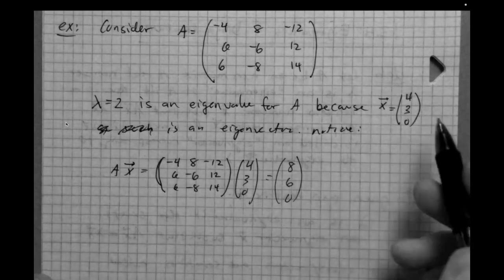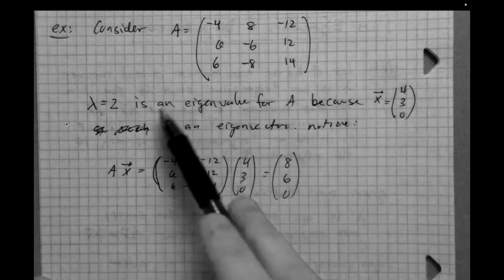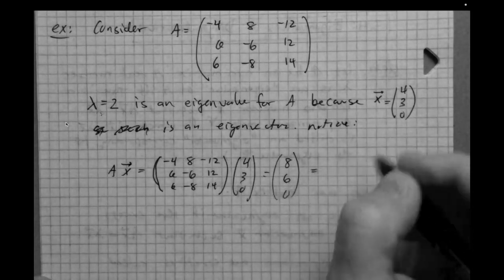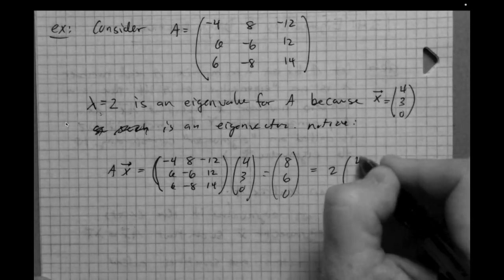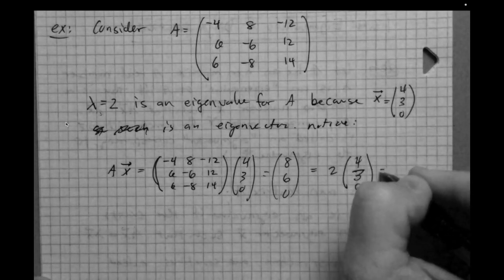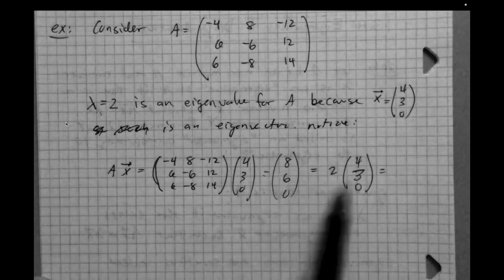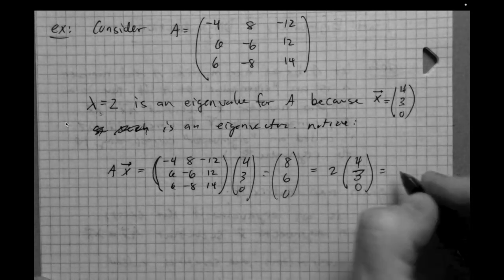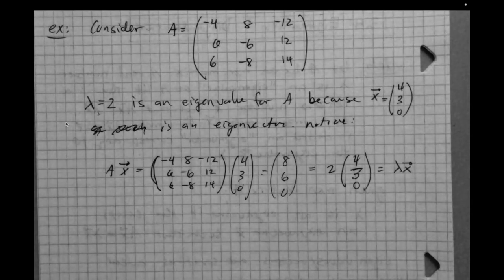Okay, now the eigenvalue is 2 and this is an eigenvector corresponding to lambda equals 2. And so it better be true that this eigenvalue of 2 times 4, 3, 0 is equal to 8, 6, 0. And that's obviously true, isn't it? 2 times 4 is 8, 2 times 3 is 6, 2 times 0 is 0. And so that's our lambda times x. Right, so this is a very clean example of an eigenvalue eigenvector relationship in some matrix A.